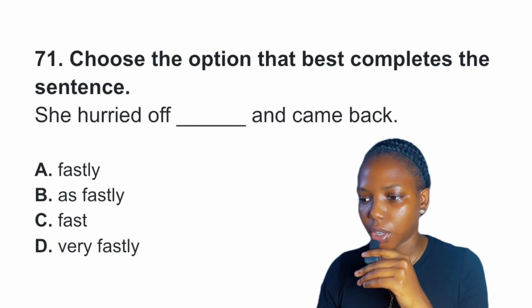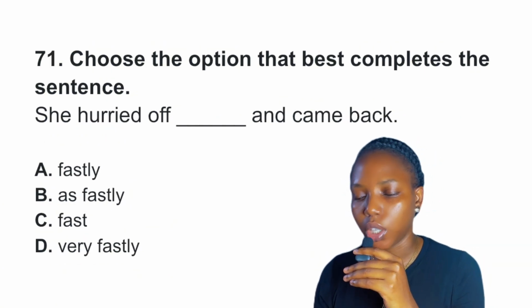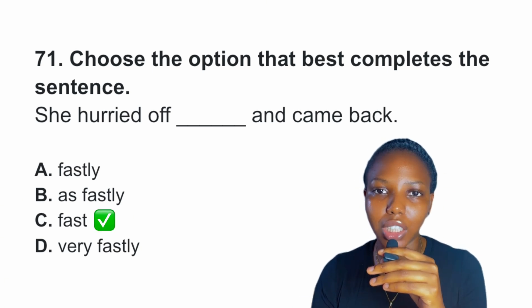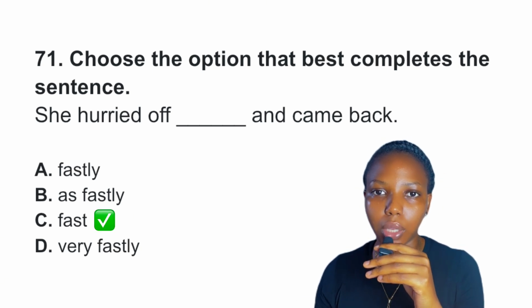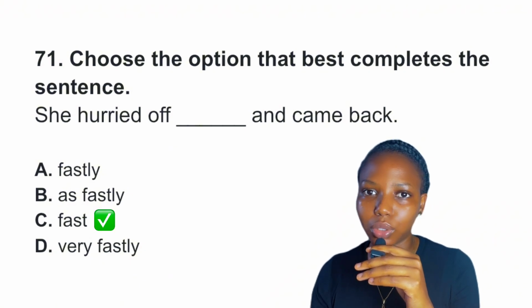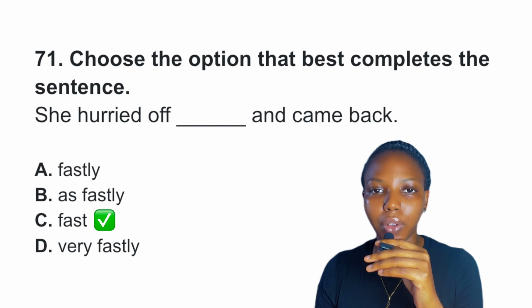41. Okay, so she hurried off dash and came back. So the answer to this question is option C, fast, because the word fastly is incorrect. It's not a standard word in the English language. We can see option B is fastly. The word fastly is not correct. Very fastly is not correct.